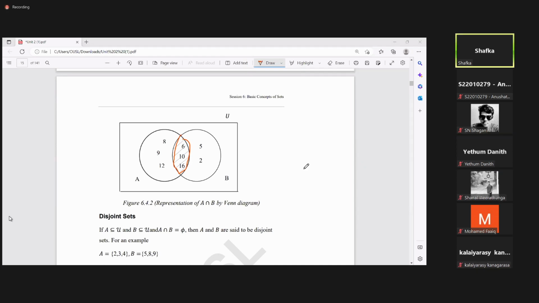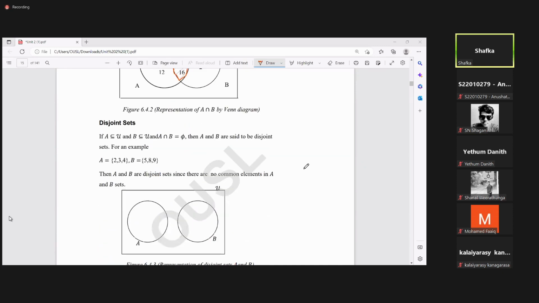Okay. Now I already explained about the disjoint sets. Okay. Disjoint sets, you can't draw it like this or like this. Using the operation of sets, can you explain the disjoint sets? Either using union or intersection, can you explain disjoint sets?